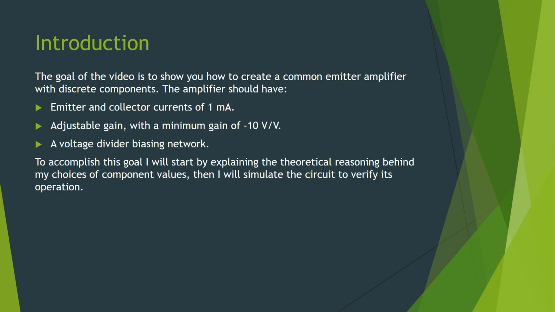we're going to be creating one with emitter and collector currents of 1 milliamp, adjustable gain with a minimum gain value of negative 10 volts over volts. Negative because this is an inverting amplifier. We're going to accomplish this by biasing the BJT transistor with a voltage divider biasing network.